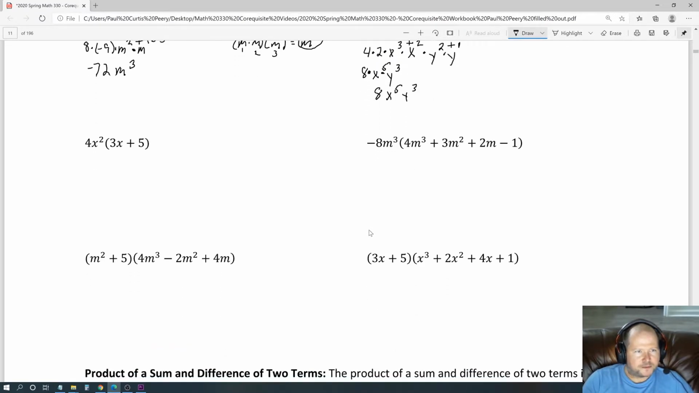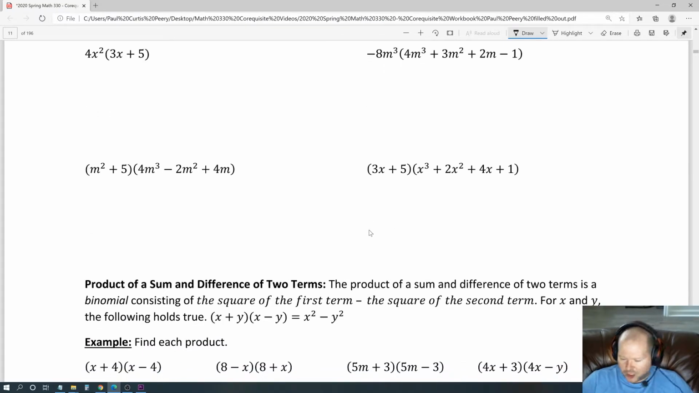Now let's try a couple more. More product rule. So we're going to distribute within the parentheses here, right? So we are going to say 4 times 3 is 12, and x to the second times x to the first gives me x to the third. So you have 2 plus 1 is 3. Then you're going to say 4 times 5 is 20. And since you don't see an x over there, you're going to keep an x squared from the first term that you distributed, right? The 4x squared, you keep the x squared.